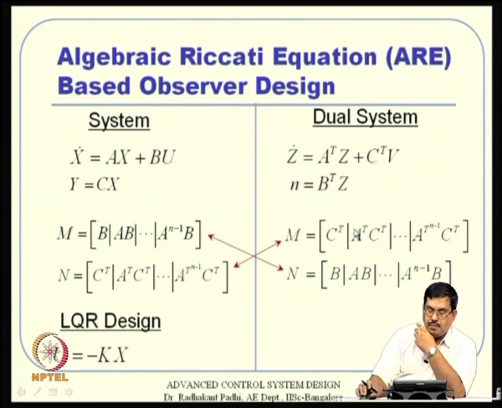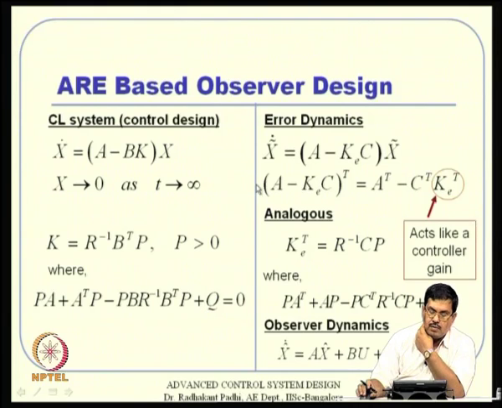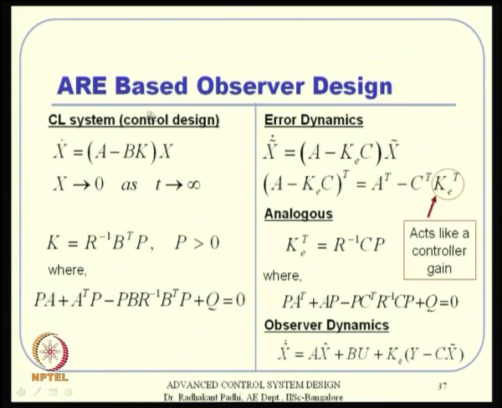So, instead of designing another observer, what you really do is design a controller for the dual system, and that will become an observer for the actual system. Anyway, the LQR design we already know how to do it, u equal to minus Kx. So, using this philosophy we will be able to directly derive a gain for the observer. So, let us go back to that.